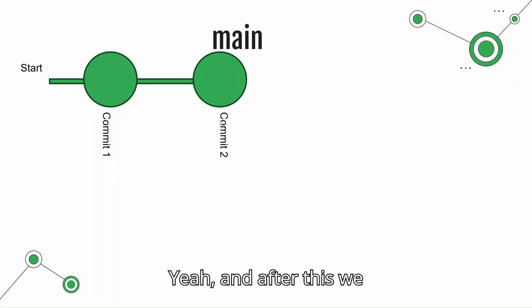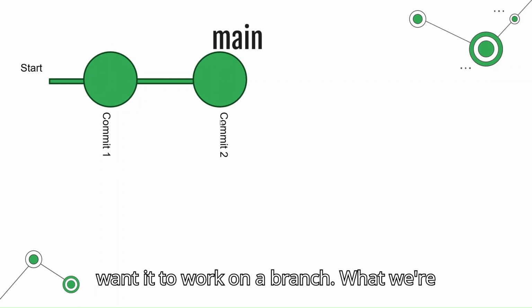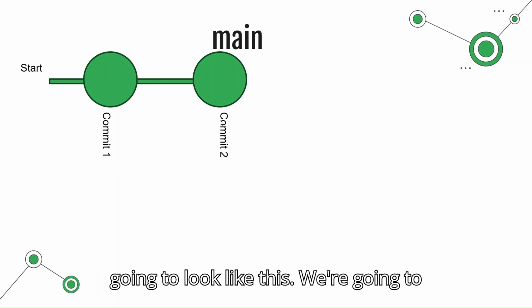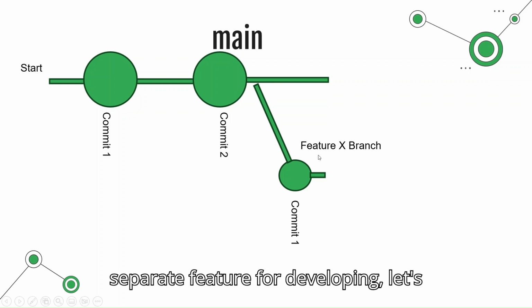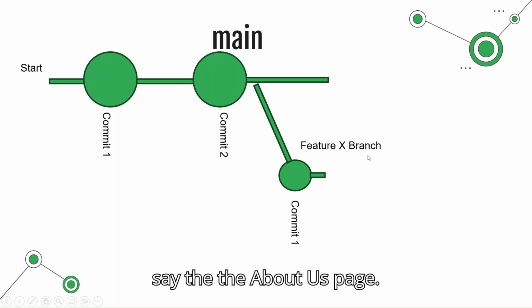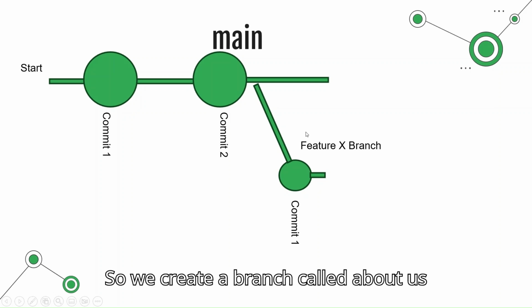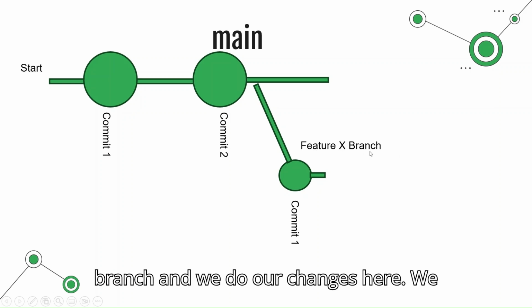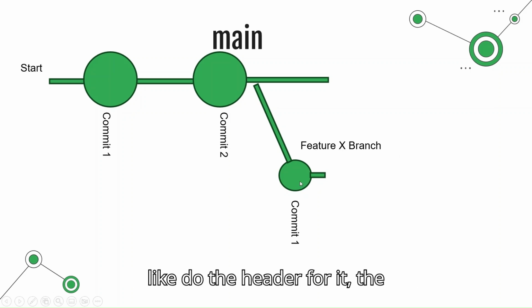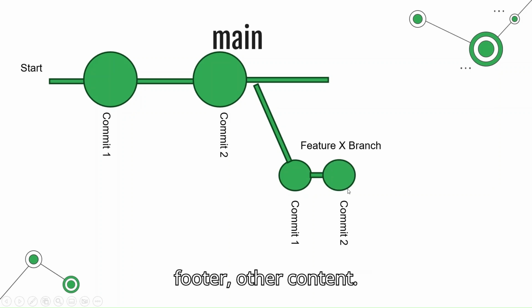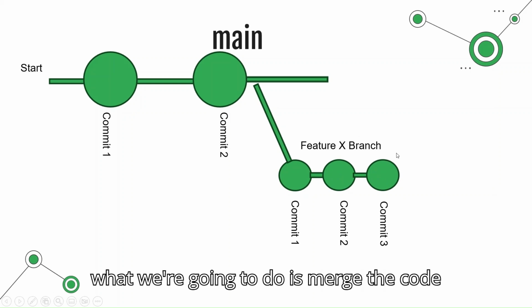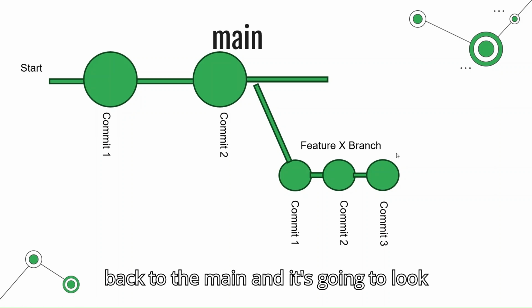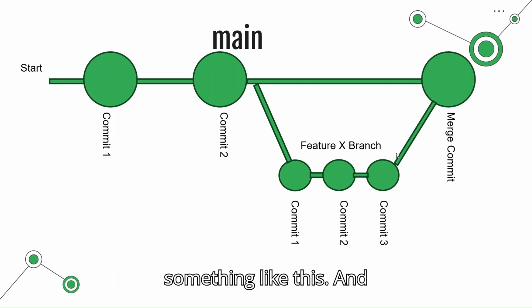Yeah. And after this, we want it to work on a branch. What we're going to do when we create a branch is going to look like this. We're going to do a branch that contains a separate feature for developing, let's say, the About Us page. So we create a branch called About Us branch, and we do our changes here. We do the header for it, the footer, other content, and now after feature X is ready, what we're going to do is merge the code back to the main, and it's going to look something like this.